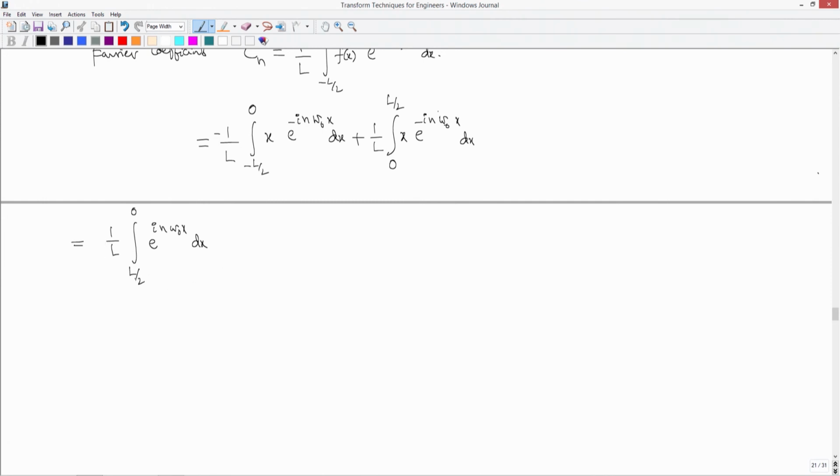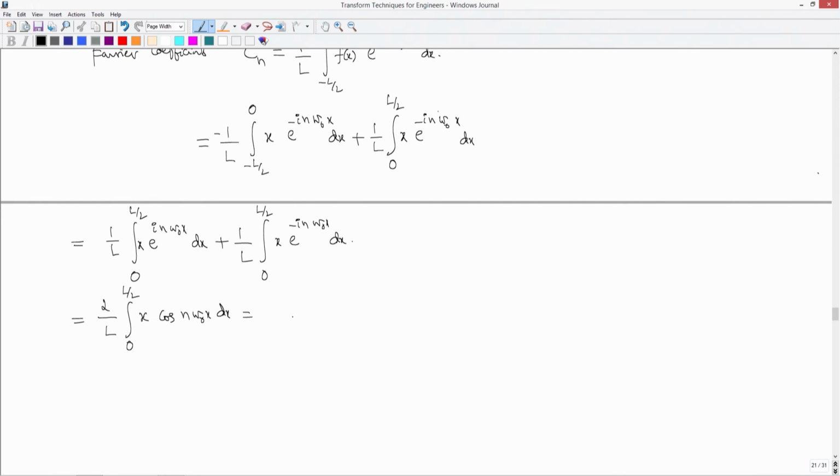So this minus will become 0 to L by 2, remove this. So this one plus 1 by L, 0 to L by 2, of course x is there, and x into e power minus i n omega naught x dx. So you see that both are same. So you get 1 by L. So actually, if you combine them together, this is 2 by L integral 0 to L by 2 x cos n omega naught x dx. This you can do because it is a sum, you can calculate this Cn.